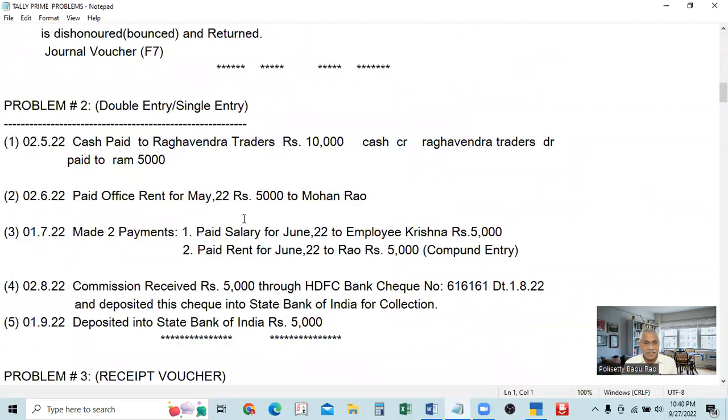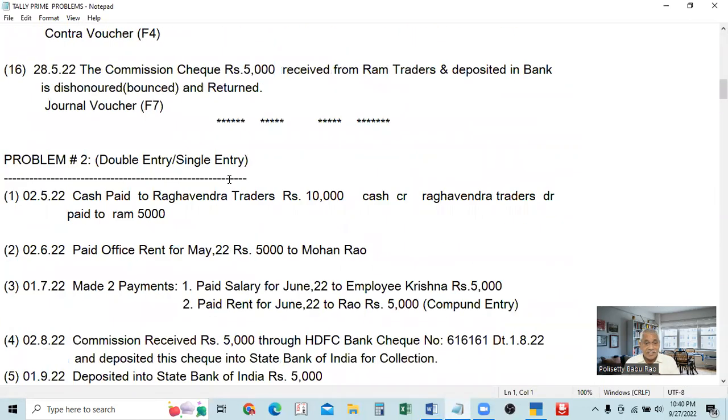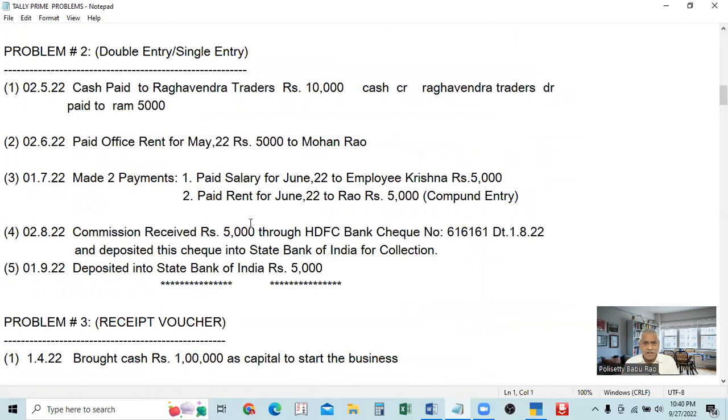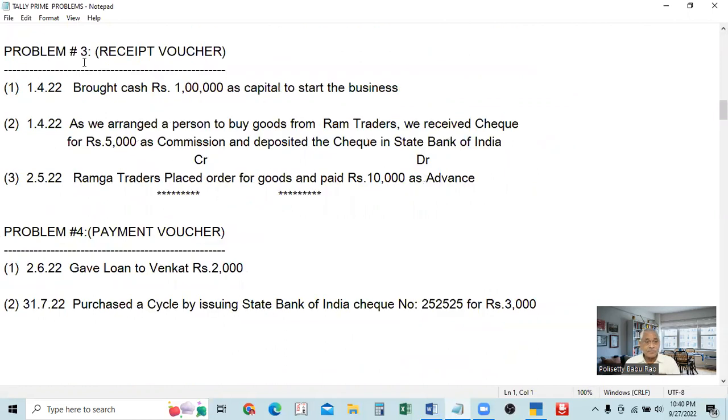This one we did already. It is determining the correct type of voucher, the correct accounting voucher. The next one is double entry. Double entry also we did, I think. Okay. And then the third one is the receipt voucher.